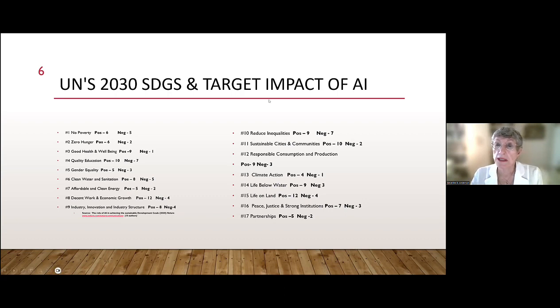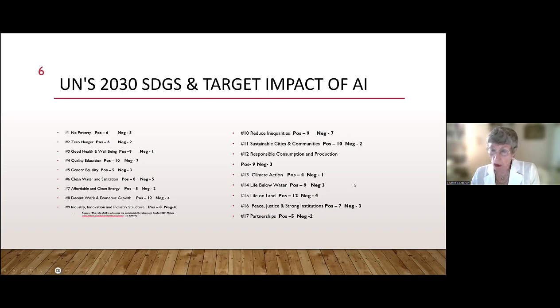But one of the things I'm really going to talk about is the inequalities. SDG 10 asks that we reduce inequalities between countries and within countries. But there are some real negatives that are possibly associated with this one.